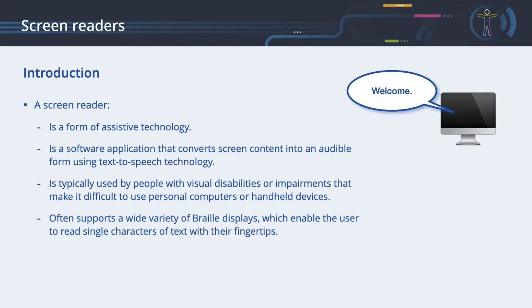A screen reader is a form of assistive technology. It's a software application that converts screen content into an audible form using text-to-speech technology. It's typically used by people with visual disabilities or impairments that make it difficult to use personal computers or handheld devices. It often supports a wide variety of Braille displays, which enable the user to read single characters of text with their fingertips.